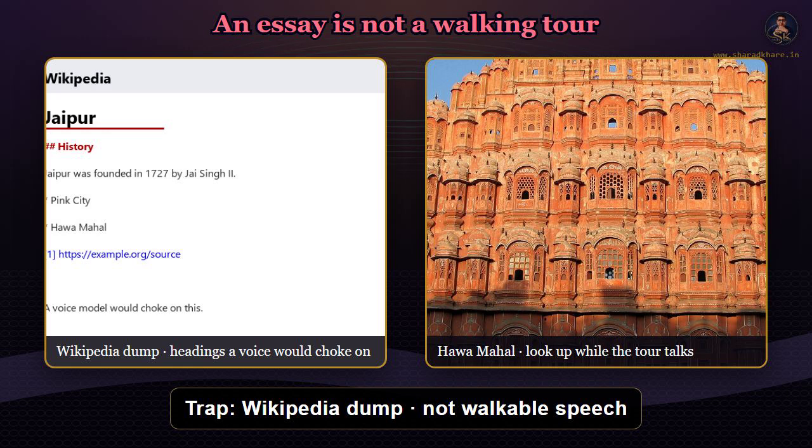Here is the trap. One prompt often dumps a Wikipedia essay that nobody can listen to while walking. You ask for Jaipur and you might get headings, bullet lists, and source links that a voice model would choke on. A walking tour needs two jobs. One job is researched content that fits your minutes. The other job is speech that sounds like a friend on the street. AudioForge keeps those jobs in a team: planner, 4 specialists, orchestrator, then OpenAI text to speech with the Nova voice.